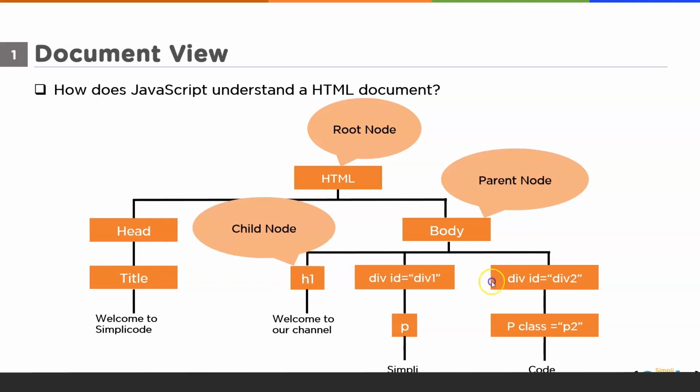We have h1, div, and then we have another div and title. They all are the child nodes. Similarly, these div elements are also parent elements to these two child elements, right?